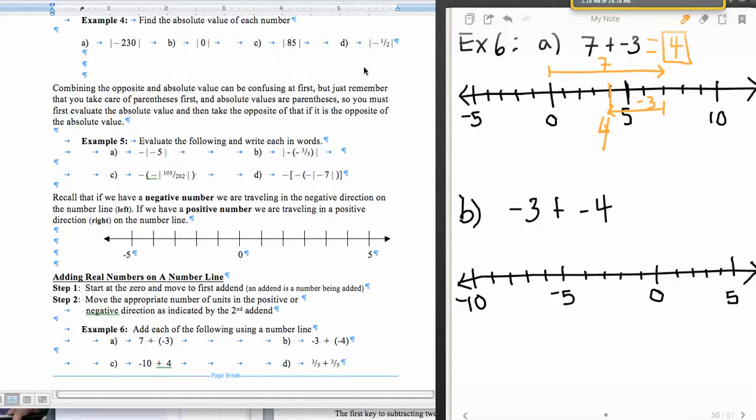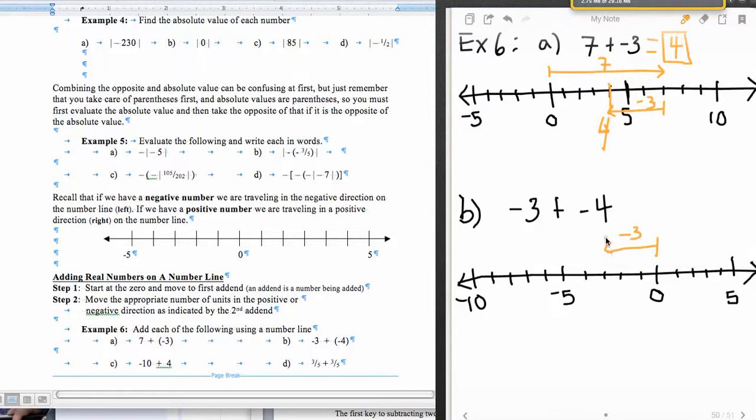This continues section 2.3, and we're continuing on adding numbers on a number line. So the next problem here, we have a -3 plus a -4. So again, we're going to start out at 0, and we're going to travel 3 units to the left here. And so that's going to put us at this position here.